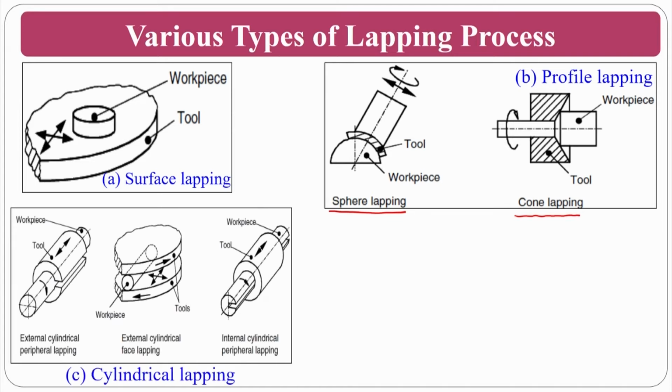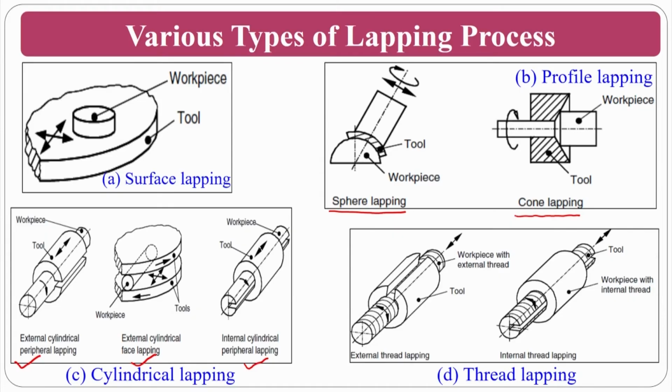Cylindrical lapping includes external cylindrical peripheral lapping as one process, external cylindrical face lapping as another, and internal cylindrical peripheral lapping as another. So you can do whatever you want, but according to your requirement you have to change your tool and the medium, that is the abrasive medium. Abrasive medium means abrasive plus the carrier, which you should select according to your requirement.